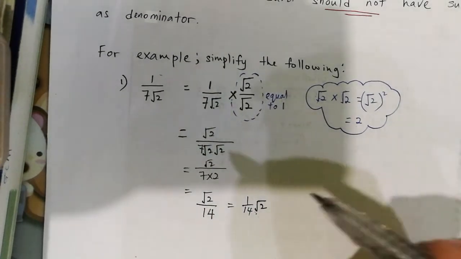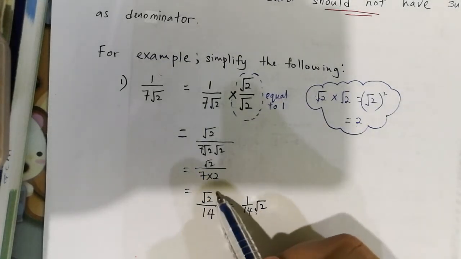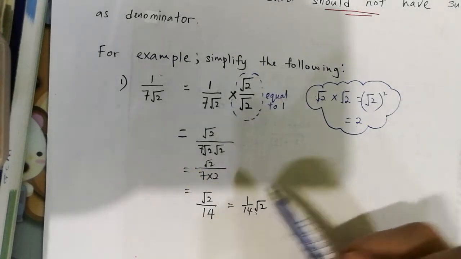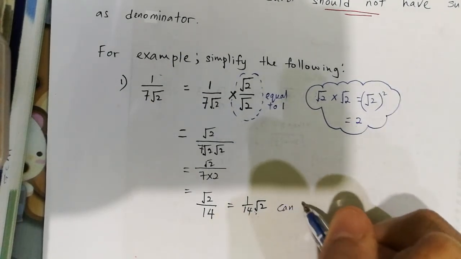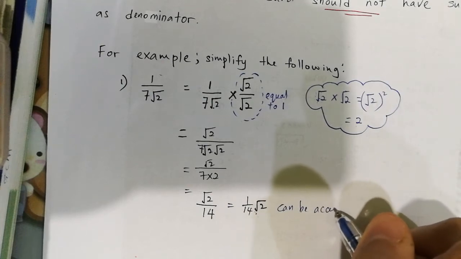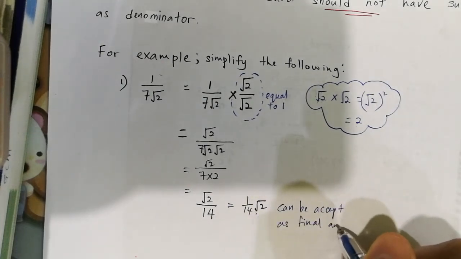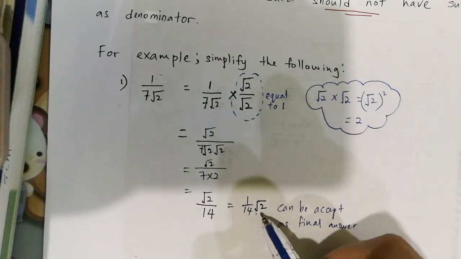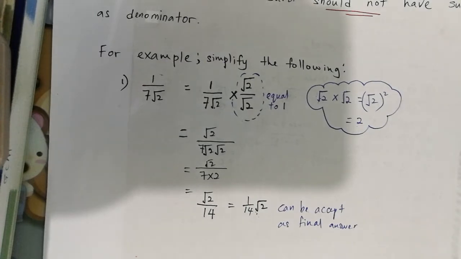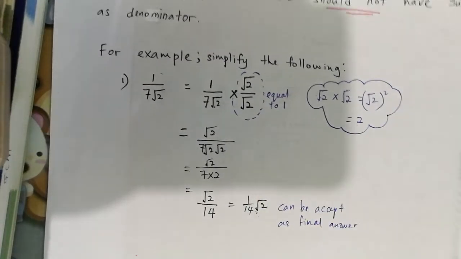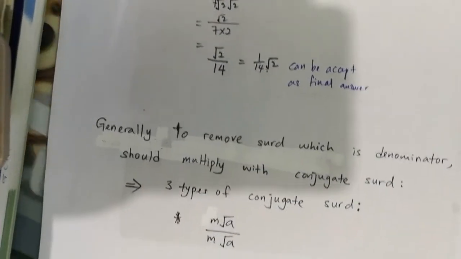So if my surd is in the numerator, then this is my final answer already. It can be accepted as final answer, because the denominator is without any surd. So from here we can do some summary.